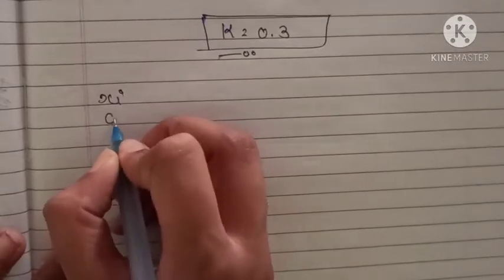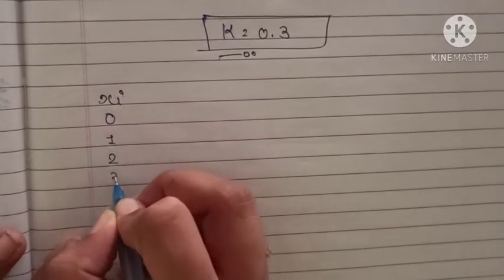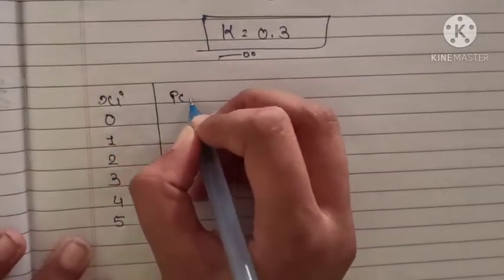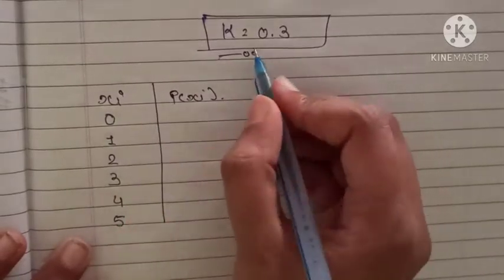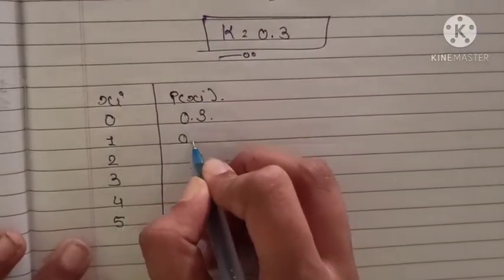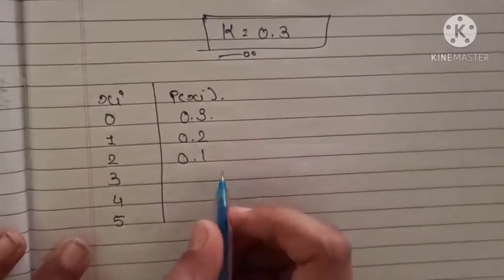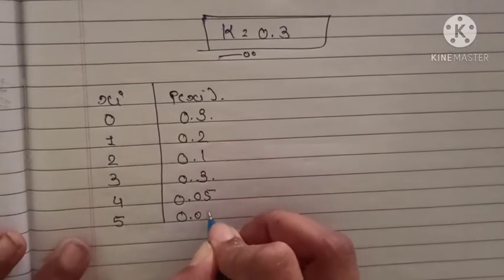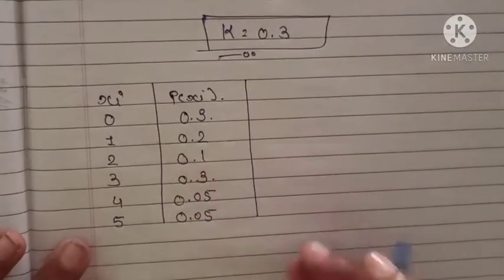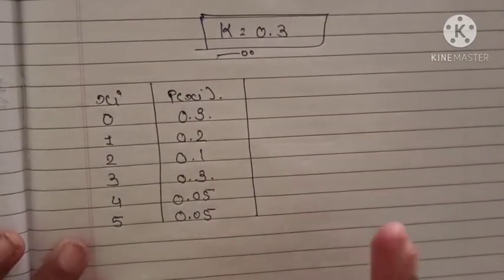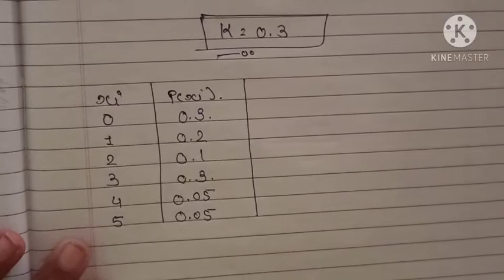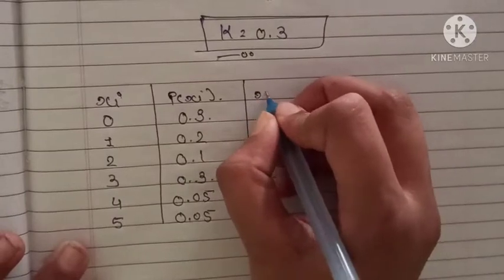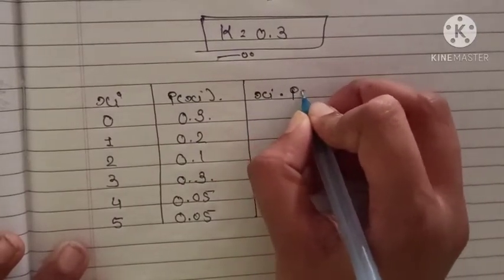k will be 0.3. Now we have a distribution like this. Xi is equal to 0, 1, 2, 3, 4 and 5. Pxi is equal to, first is k. k means 0.3, 0.2, 0.1. Then again k, that is 0.3, 0.05 and 0.05. We have to find out the E(x plus 3). So we need the expected value of x. So to find out the expected value, we have to find out xi into pxi.